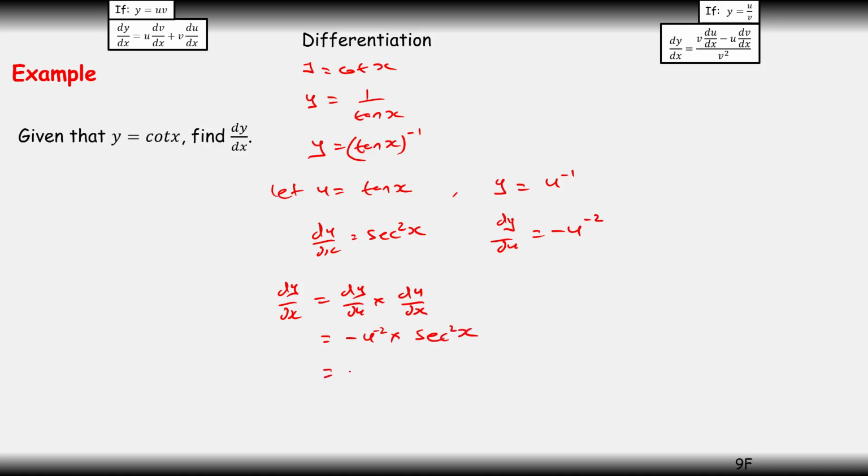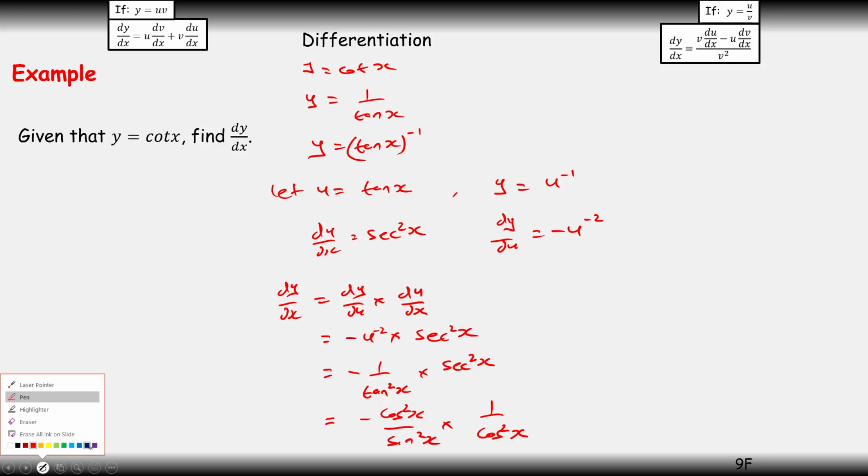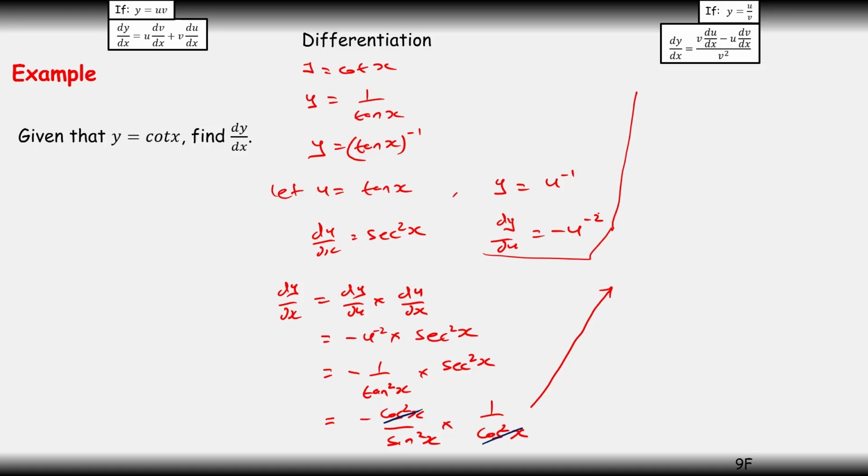which is equal to minus 1 over tan squared x times sec squared x. Now, I'm going to put them in terms of sine and cos, because I can cancel those. So that's going to give me, tan is sine over cos, so I flip it. So it's minus cos squared x over sine squared x times sec squared, which is 1 over cos squared x. So I can cancel the cos squareds, leaving me with, I'll carry on up here, dy over dx is equal to minus 1 over sine squared x, which is minus cosec squared x.